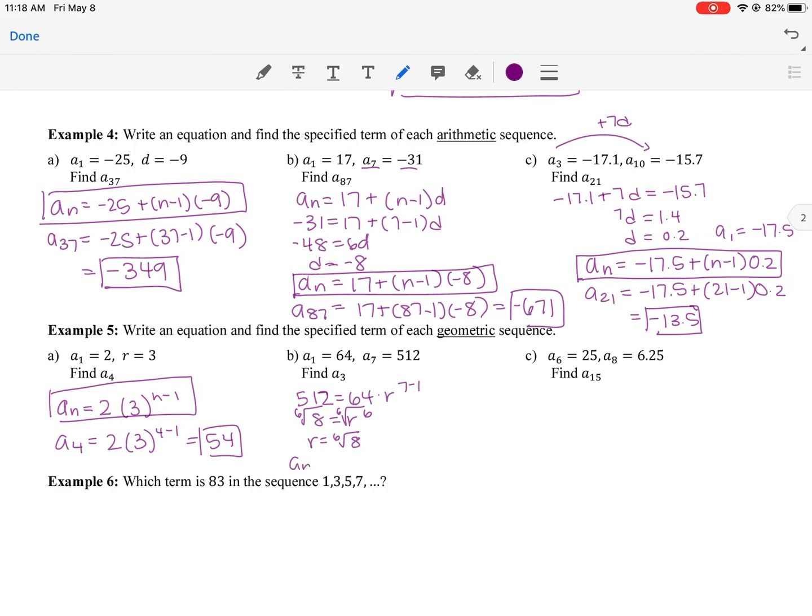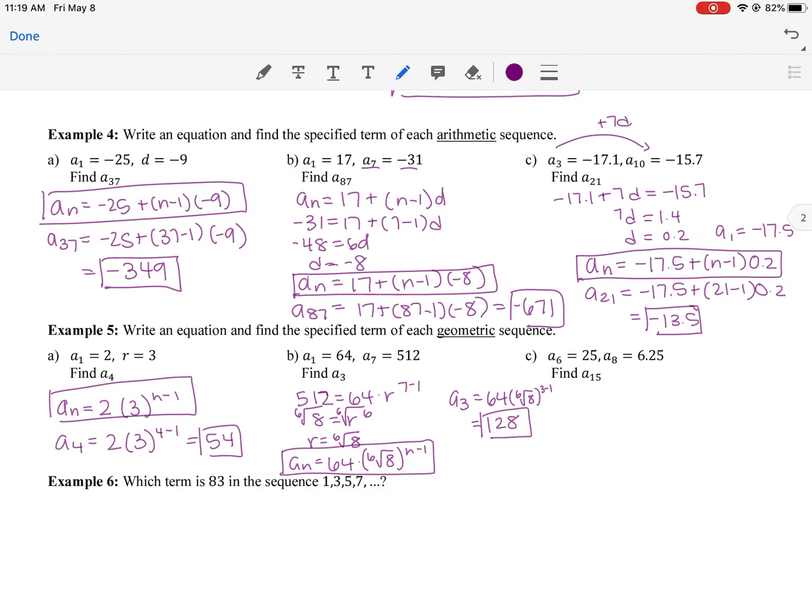So our equation a sub n equals 64 times the 6th root of 8 to the n minus 1 is probably the easiest way to write that. And then to find the third term, we would simply do 64 times the 6th root of 8 to the 3 minus 1. And when you type that in, or when you do some math, that actually ends up being quite nice, because even though it's the 6th root, when you square it, we get the third root. And so the third root of 8 is just 2, so 64 times 2 is 128.